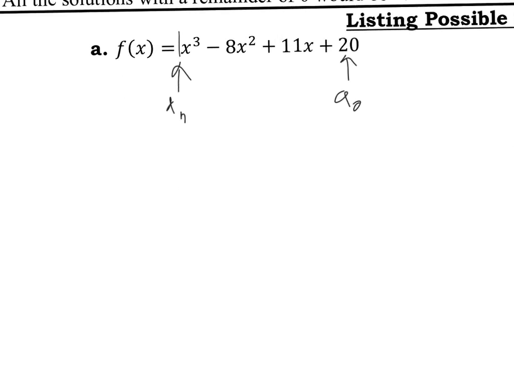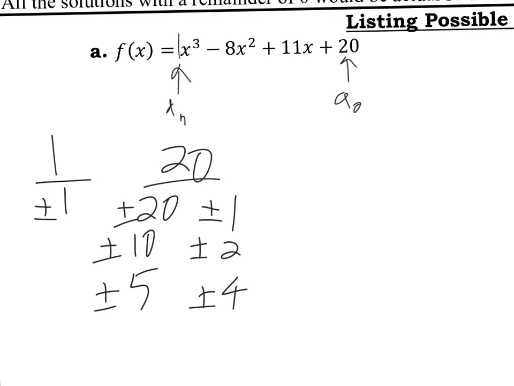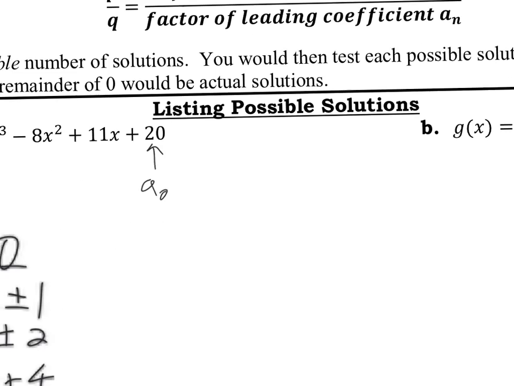So let's list the factors of 20 and let's list the factors of 1. All right, so 1's pretty easy. There's only 1 times 1. But you'll notice everything I wrote is plus or minus, because negative 1 times negative 1 is also positive 1. So I just put plus or minus by all these. So 20 times 1, 10 times 2, 5 times 4. All right, so these are my factors of the constant term. These are my factors of the leading coefficient.